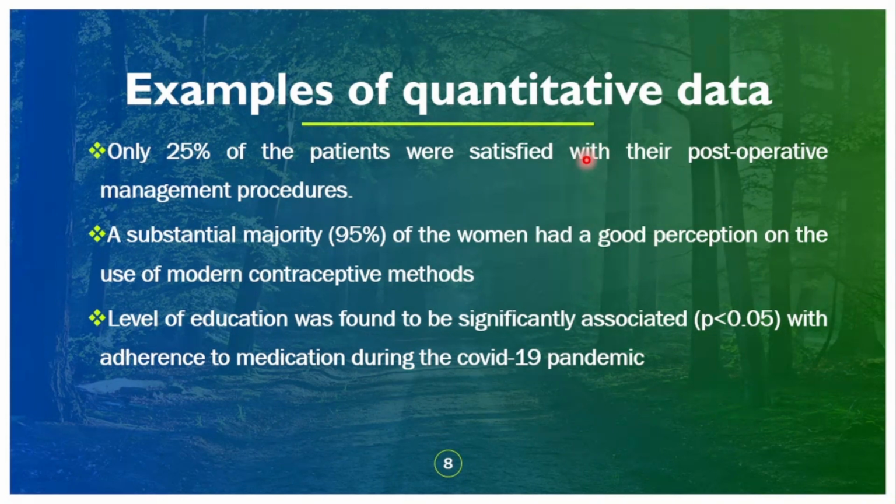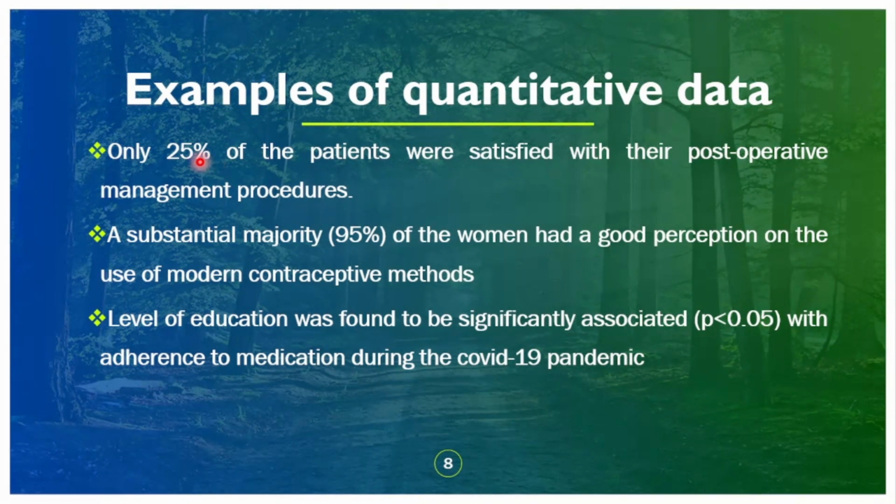For those who are wondering, how will I know that this data is a quantitative data? How will I know this data is a qualitative data? Now, an example is only 25% of the patients were satisfied with their post-operative management procedures. Now, this is a classical example of a quantitative data.